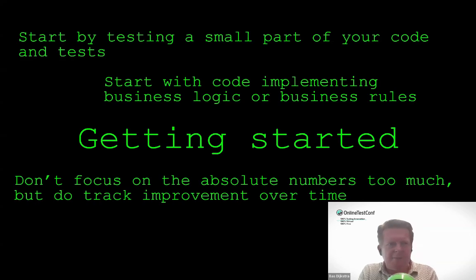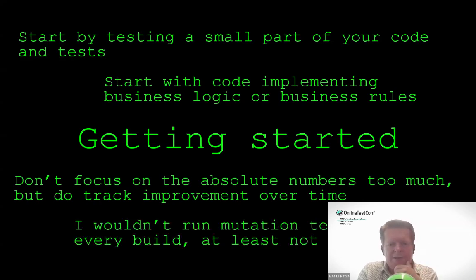I said this for the previous slide too. At the absolute numbers, the numbers of your mutation coverage, the number of mutants that were generated and that were killed, don't focus on those too much. Track improvements and how those metrics evolve over time, and see if you're going in the right direction and if it's actually helpful, of course.